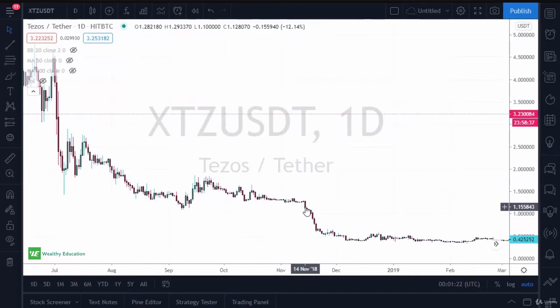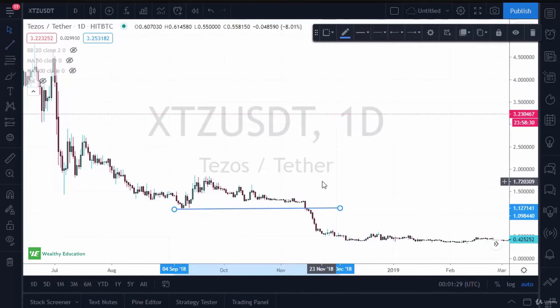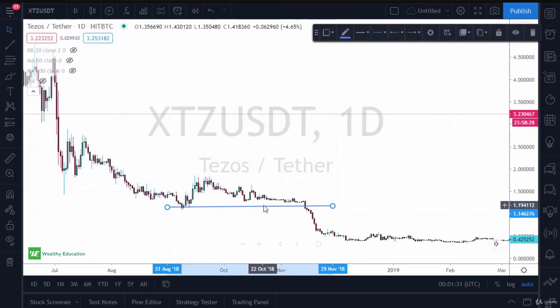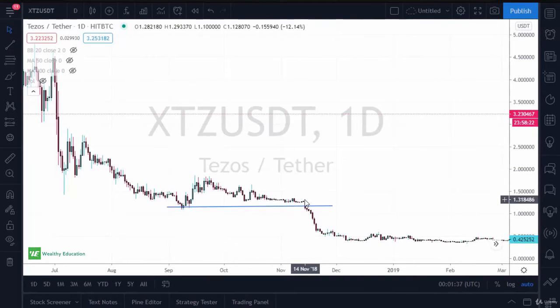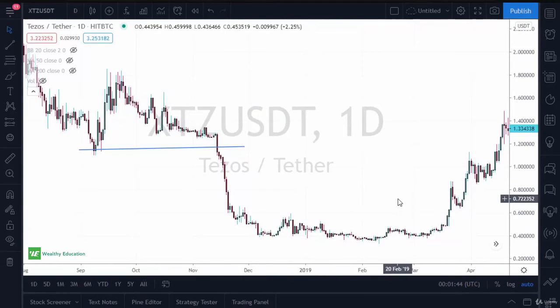Notice how we just fell off of a shelf here. Some people even call it that. There's just kind of like this support area. Everything's going quiet, quiet, quiet, and then you just break down. That is a sign to sell. Put a stop loss on the other side.